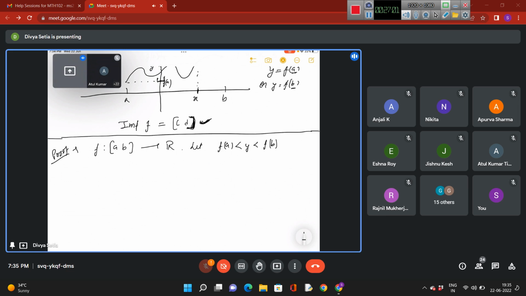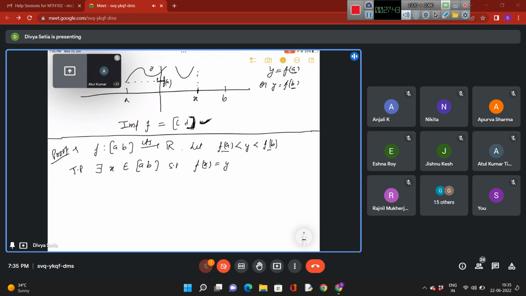Now you want to prove that there should exist some pre-image x such that f of x is equal to y. That means each and every value between f of a and f of b is attained. The function cannot miss any value. The function has to pass through each and every value between f of a and f of b if it is a continuous function. The continuity property is required.